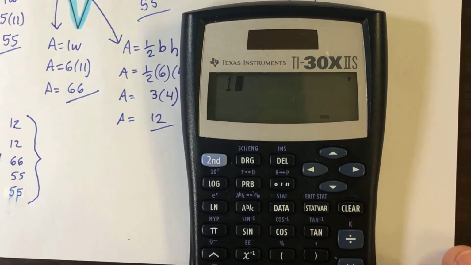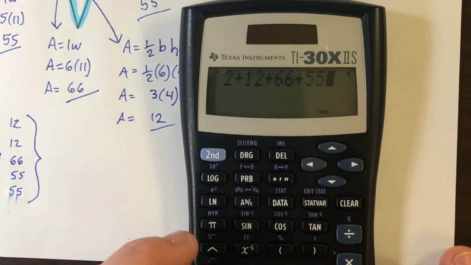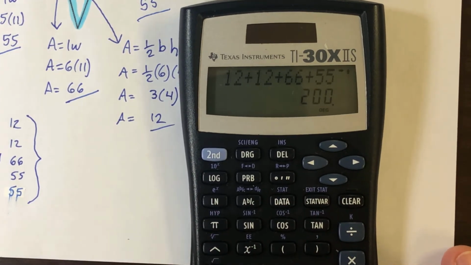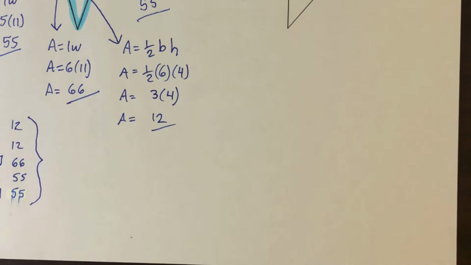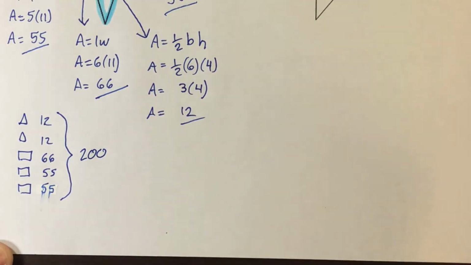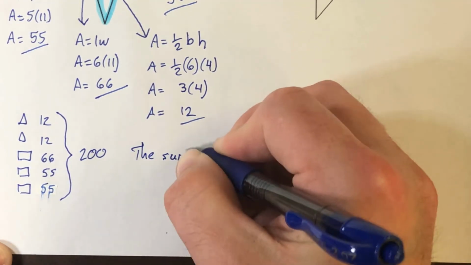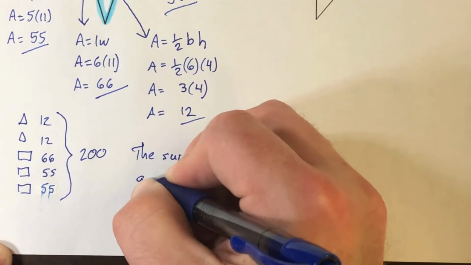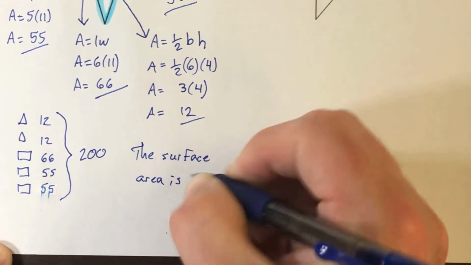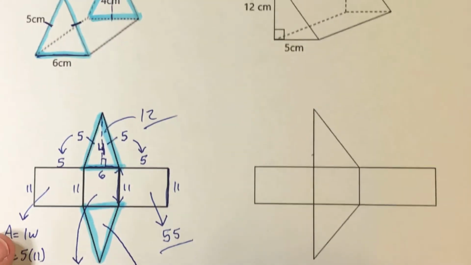So we have 12 and 12, which is 24, plus 66, plus 2 55s. You get 200 even. All right, let's answer it. The surface area is 200, forgot my label, centimeters squared.